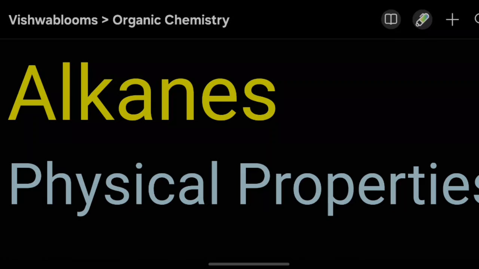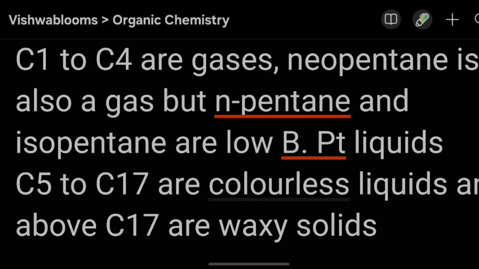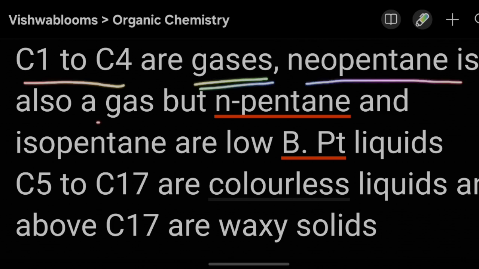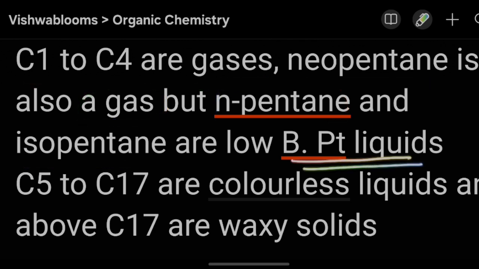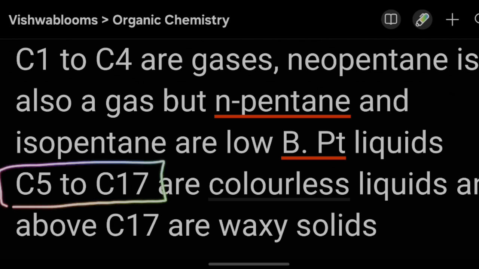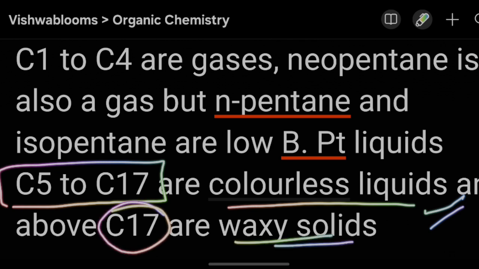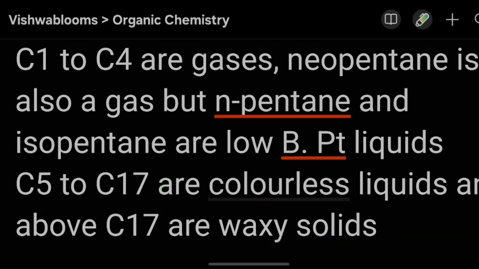In this video, we'll be discussing alkanes. We'll be discussing the physical properties in this video. First, C1 to C4 are gases and neopentane is also a gas. But n-pentane and isopentane are low boiling point liquids. Okay, those are very important theory points. First, we are covering them. Then C5 to C17 are colorless liquids, whereas above C17 all of them are waxy solids.